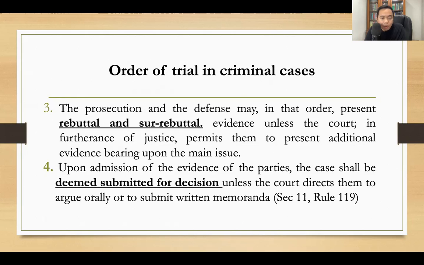Okay? Now, once the prosecution is done with its presentation of evidence, the prosecution will formally offer the evidence. That is what we call the formal offer of evidence. Likewise, the accused will make a formal offer of evidence, because no evidence may be admitted in court unless it is formally offered.